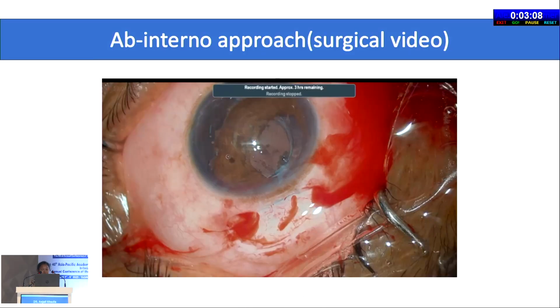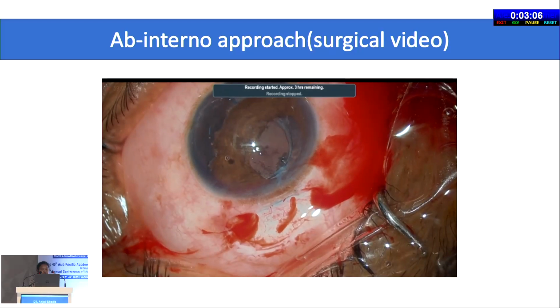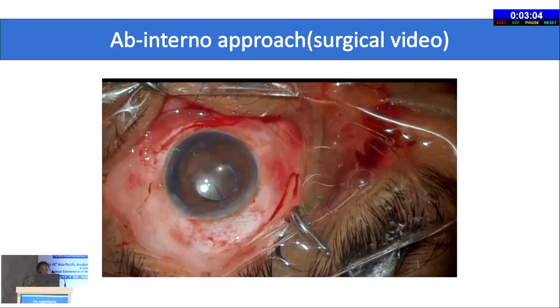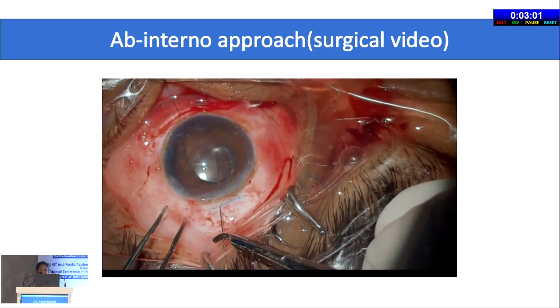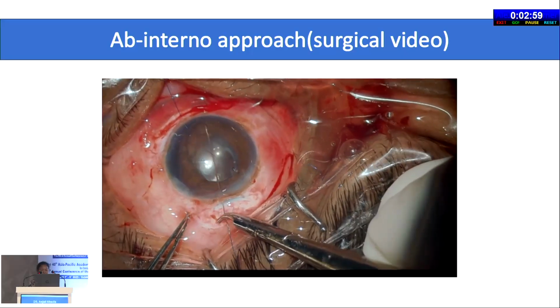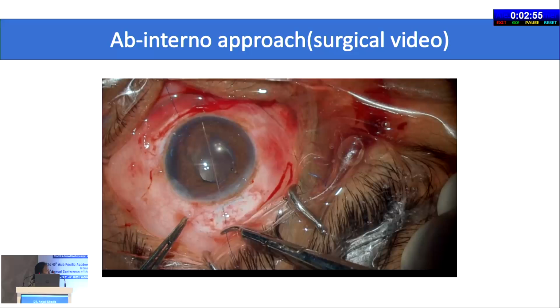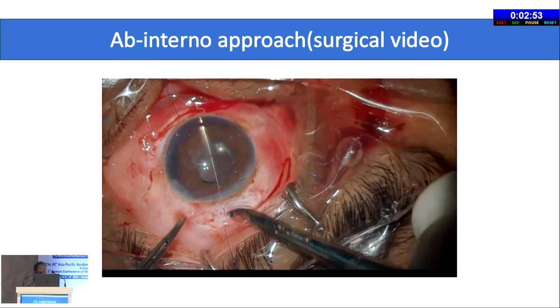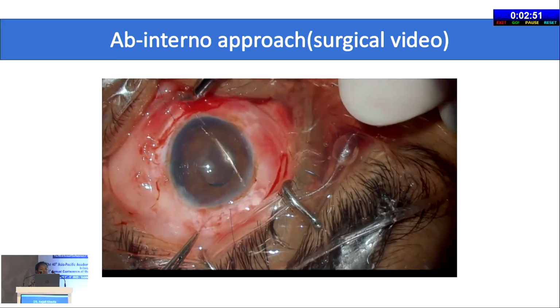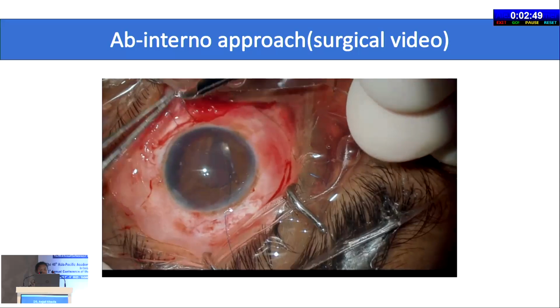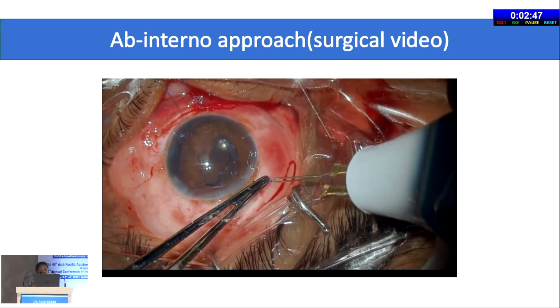And this is the ab interno approach. Surgical iridodialysis can be seen from 3 to 8 clock hour. A spatulated straight needle with 7-0 Prolene suture is introduced from the main incision parallel to the iris using needle holding forceps. This exits from the sclera approximately 1.5 mm from the limbus at the 6 o'clock position.